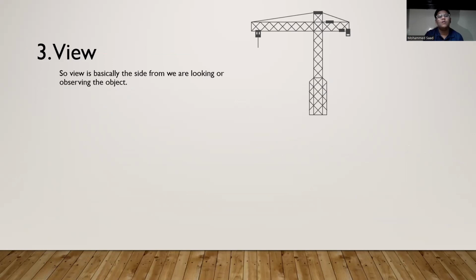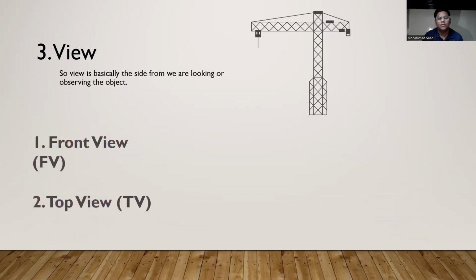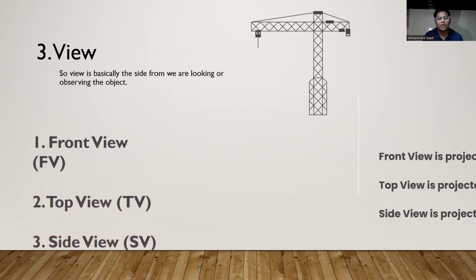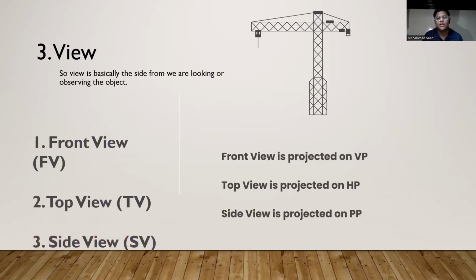View. A view is the side from which we look at or observe the object. First one, front view. Second, top view. Third one, side view. The front view is projected on VP, the top view is projected on HP, and the side view is projected on PP.